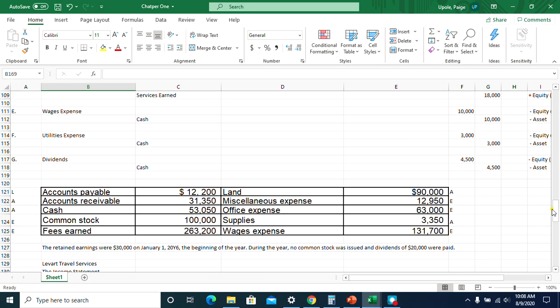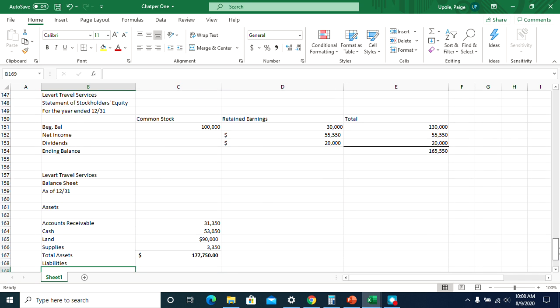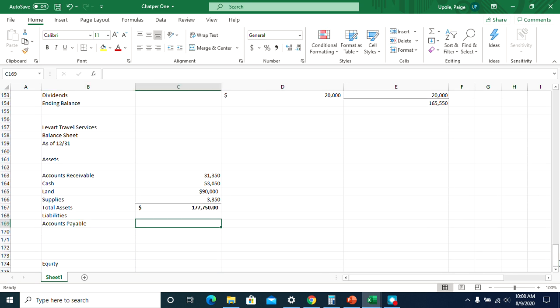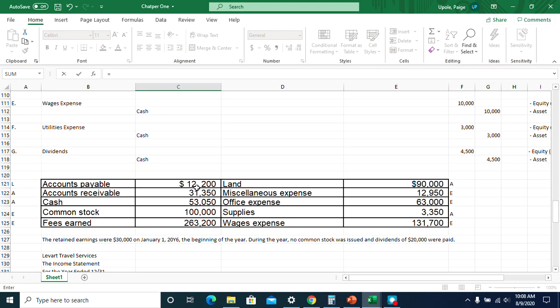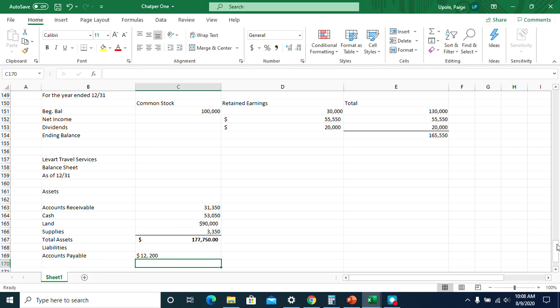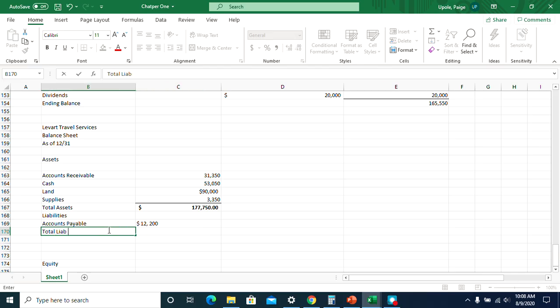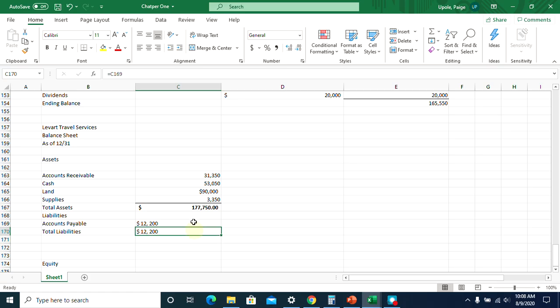And then I want to look for my liabilities next. So I have accounts payable. Looks like that's it. Then I come down here and I say accounts payable. And that equals our balance here, 12,200. That's it. And then I'll just say total liabilities, and it will just be a 1.